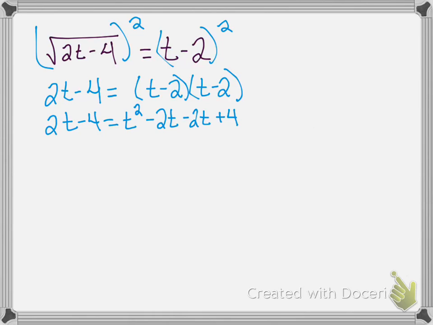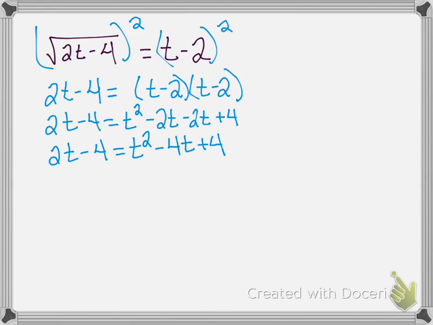Okay, t times t is t squared. Those are my first. Outer is t times negative 2, I get negative 2t. Inner is negative 2 times t, that's negative 2t. Last is negative 2 times negative 2, which is positive 4. Okay, I'm going to go ahead and combine those like terms in the middle. So I'm left with 2t minus 4 equals t squared minus 4t plus 4.